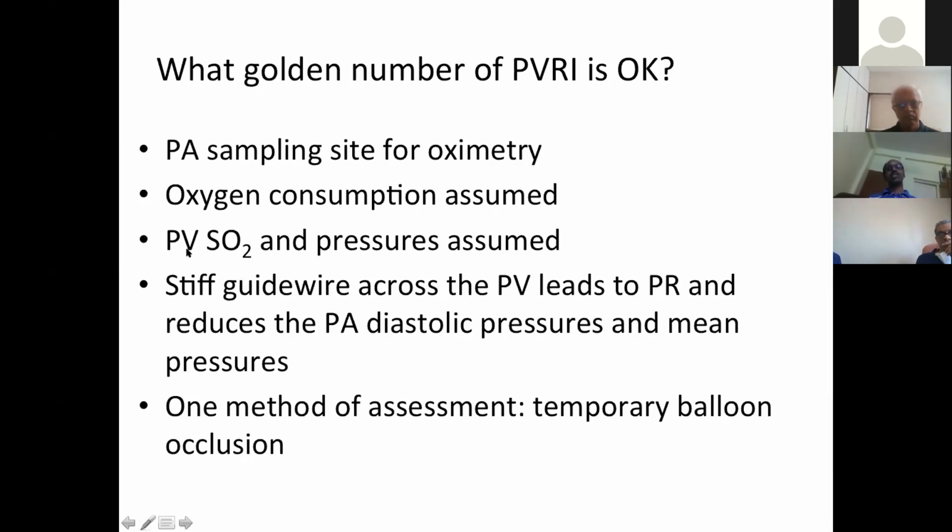Pulmonary vein saturations and pressures are assumed, but in genuinely hypertensive PDAs, some centers, including ours, make it a point to do a transseptal puncture and take the pulmonary veins in order to truly assess what is the PVR. Stiff guide wires across the pulmonary valve can lead to PR and reduce the PA diastolic pressure and mean pressures. And so you may get falsely lower PA pressures with thick sheaths and guide wires.